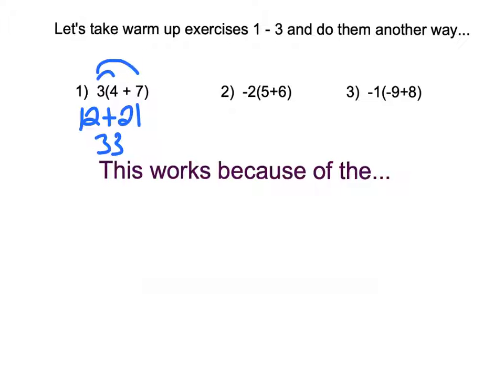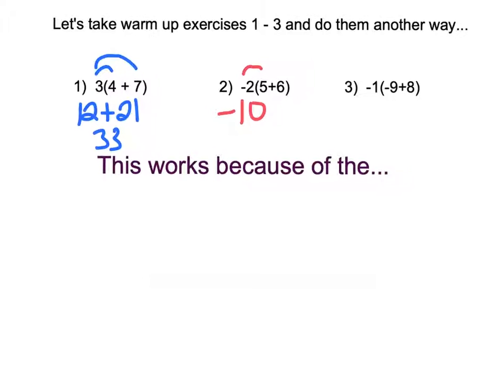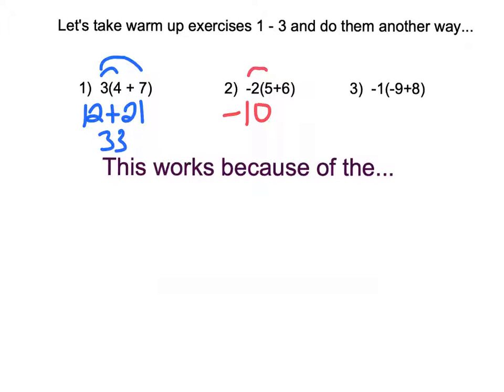Let's do number 2. Again, instead of adding what's inside the parentheses, I'm going to take this negative 2, which is being multiplied to that quantity, and multiply it by each number individually. So negative 2 times 5 is a negative 10. Negative 2 times 6 is a negative 12. So we can add a negative 12 to that. And when we do that, we get negative 22. Again, the same answer we got earlier.